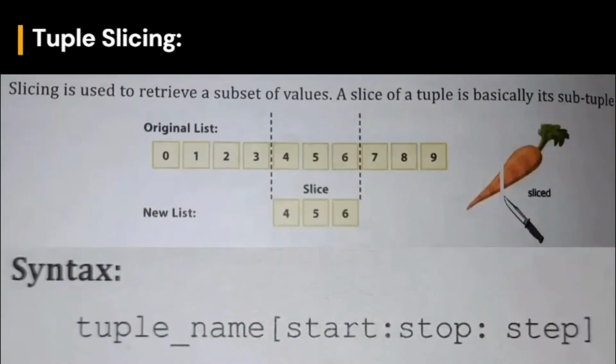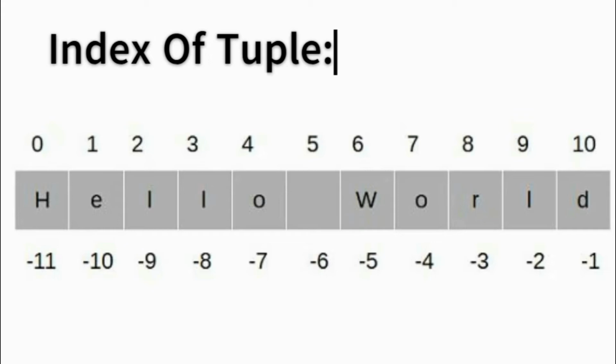Tuple slicing. Tuple slicing is nothing but slicing a part of a tuple. For example, if you take a carrot, we get a part of it. Similarly, in Python, a set of elements is sliced to get a particular part. The syntax of tuple slicing is start, stop, and step. Start is the starting point, stop is the stopping point which is excluded, and step is the step size. We can access these tuple elements through their index. The index value starts from 0 to the length of the tuple minus 1.